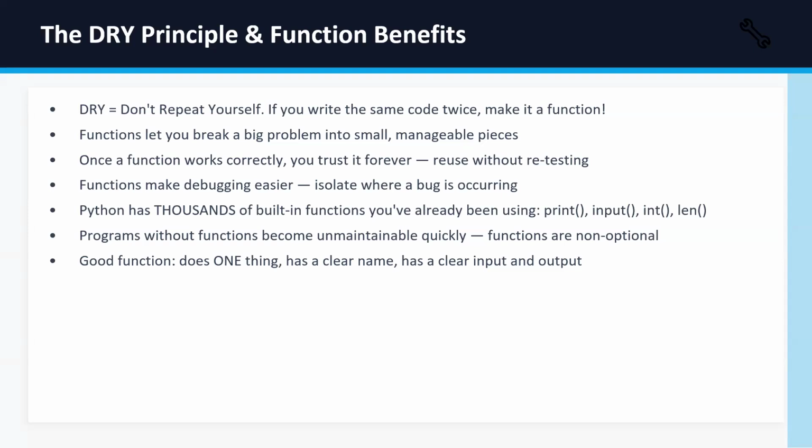As I told you before, there may be many repetitive things. For example, I'll explain this later. First, let us focus on writing one function. Then I'll tell you how to break a big problem into small ones. That part we will see later. Once a function works correctly, you trust it forever, reuse without retesting. And functions make debugging easier, as you can isolate where a bug is occurring.